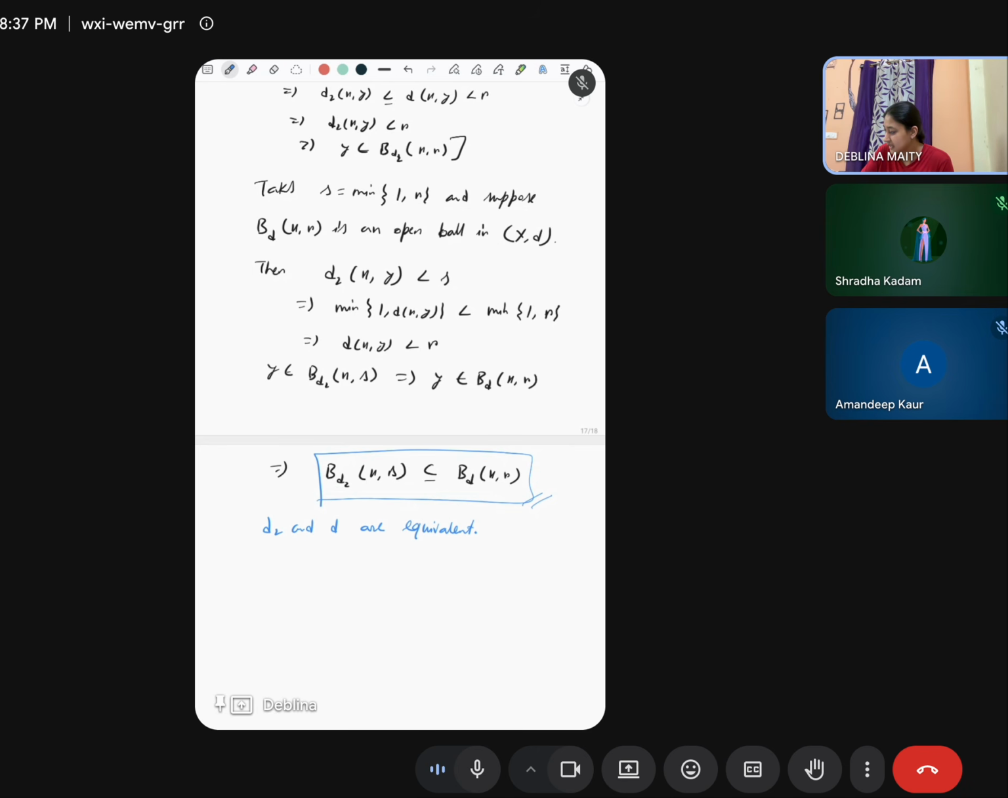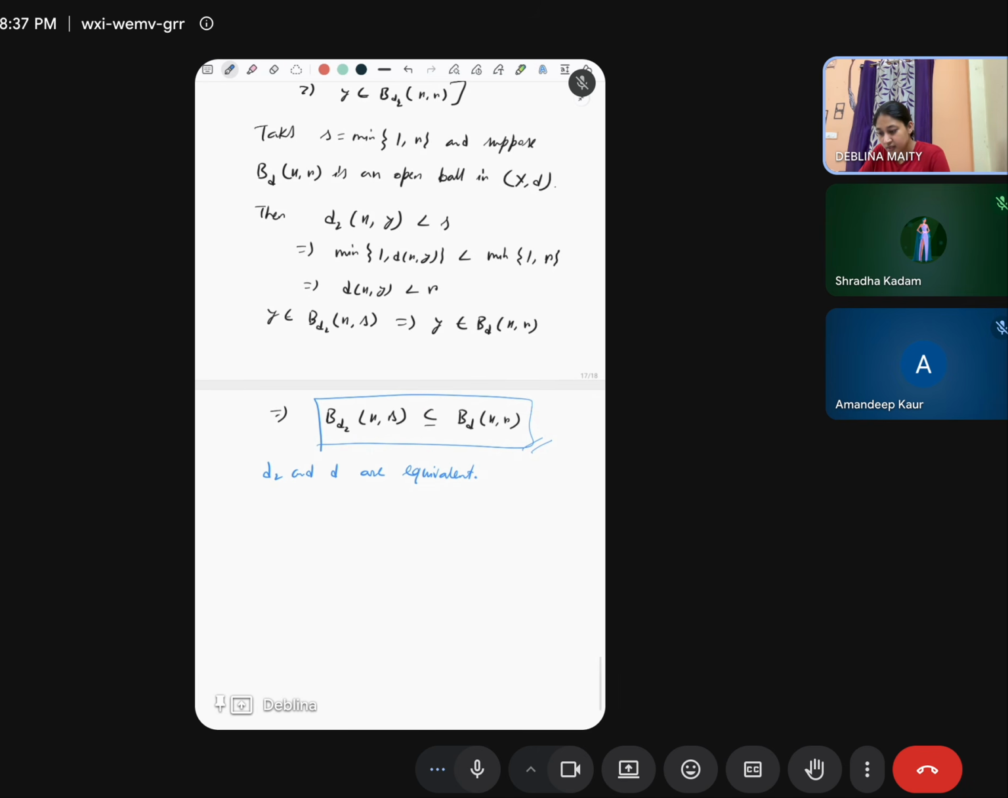Now we will see that the converse of theorem 2 will not be true. Okay, so see that the converse of theorem 2 is not true.